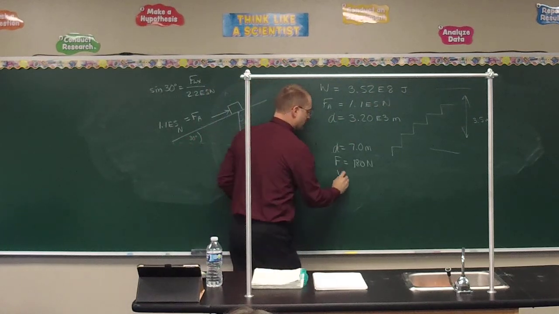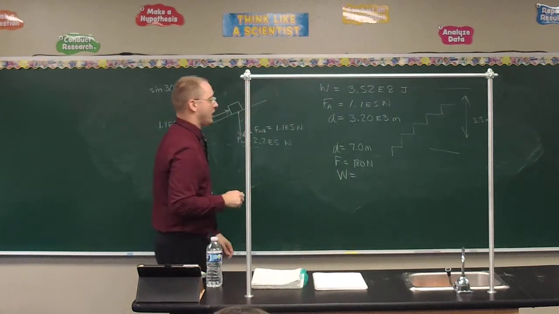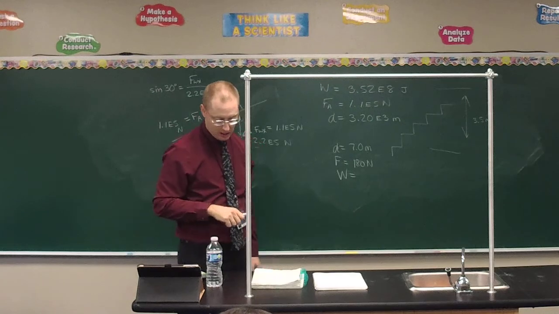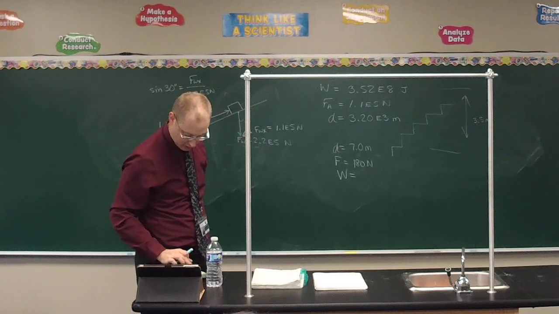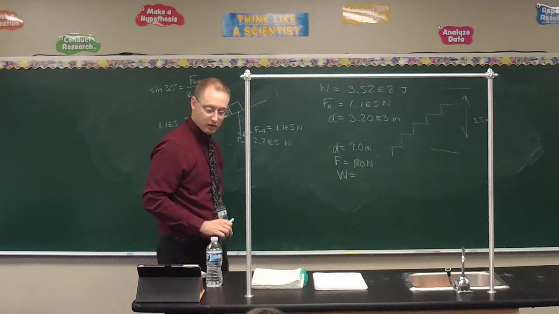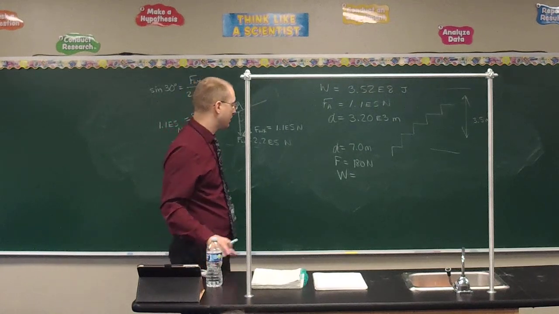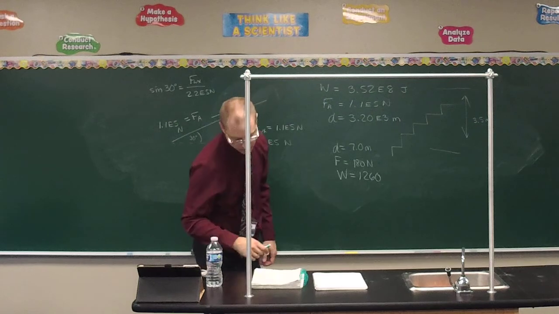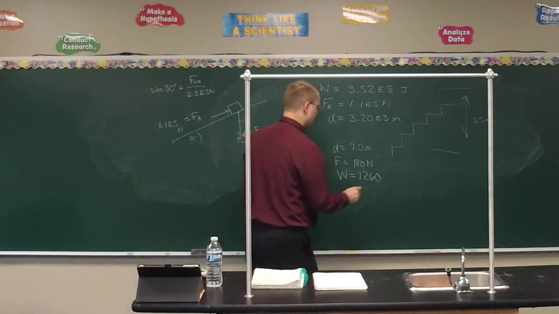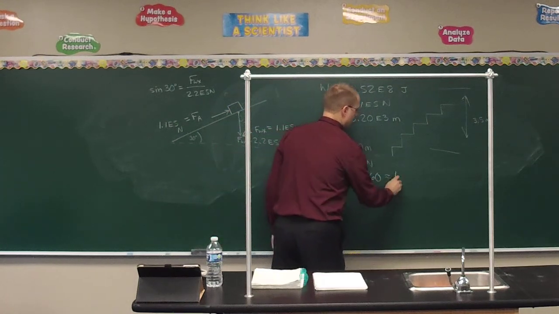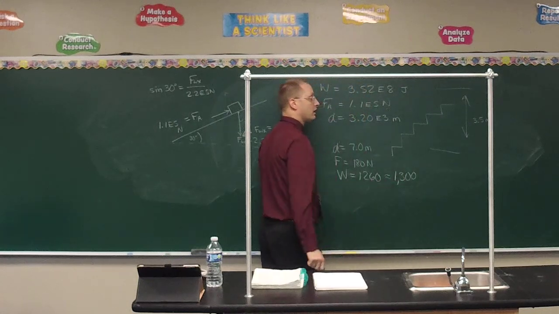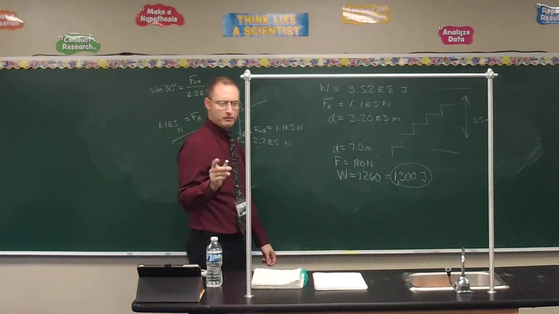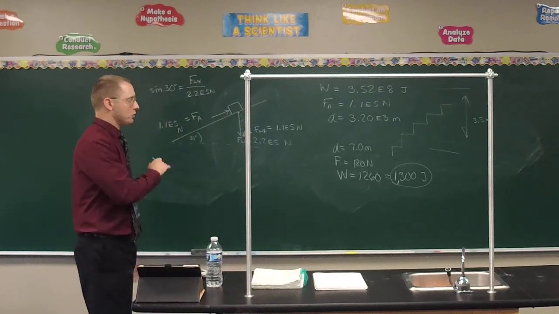So how much work is done to carry this 180 Newton sack up 2 flights of stairs, a total vertical distance of 7 meters? 1,260. And is it 3 sig figs or 2? 2. So we'll have to round it off and say 1,300 joules. Remember, SI is joules. What's the US again? Foot pounds. So joules and foot pounds.